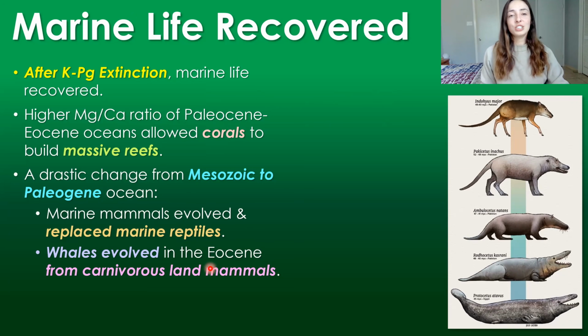Arguably, though, the most drastic change in the oceans from the Mesozoic to the Paleogene was that marine mammals took the place of marine reptiles. Marine reptiles were these massive predators, massive whale-like creatures in the Cretaceous and throughout the Mesozoic. But in the Paleogene and throughout the Cenozoic, obviously we now have marine mammals that take the large marine life niche. And whales actually evolved from carnivorous land mammals like this hoofed guy up here to the right.